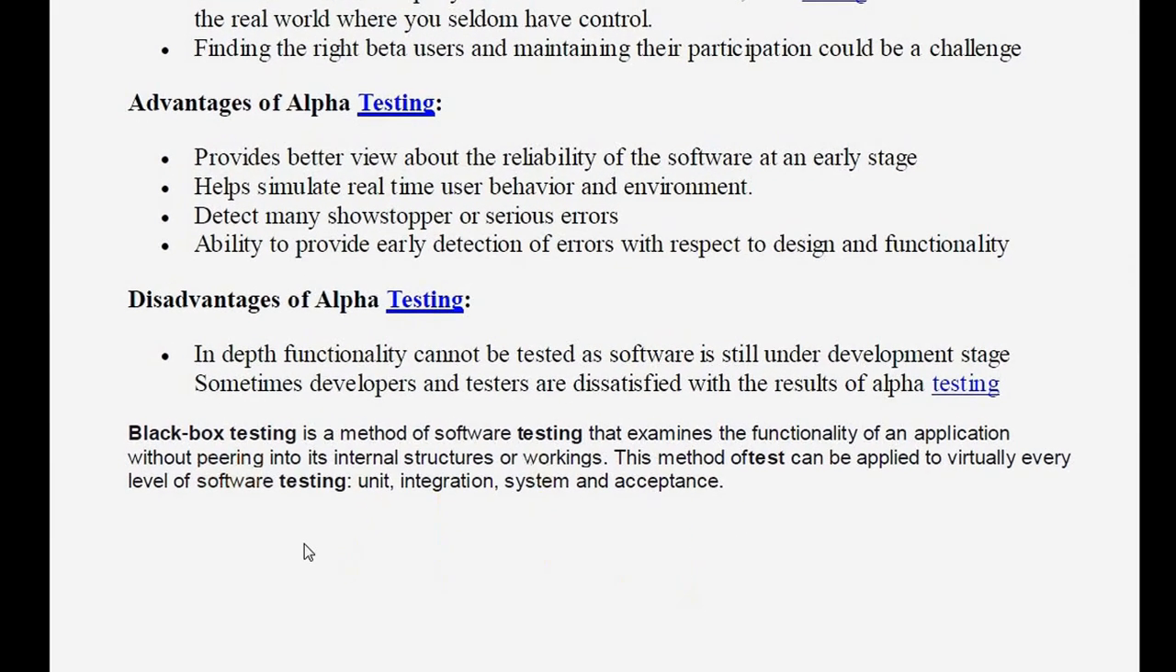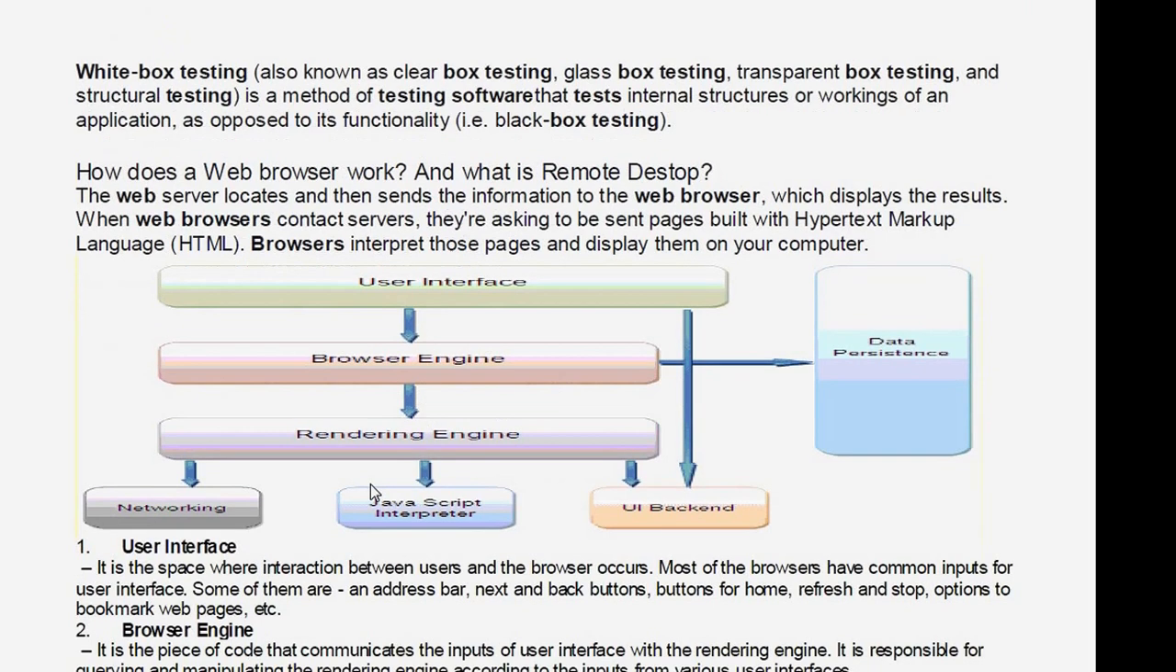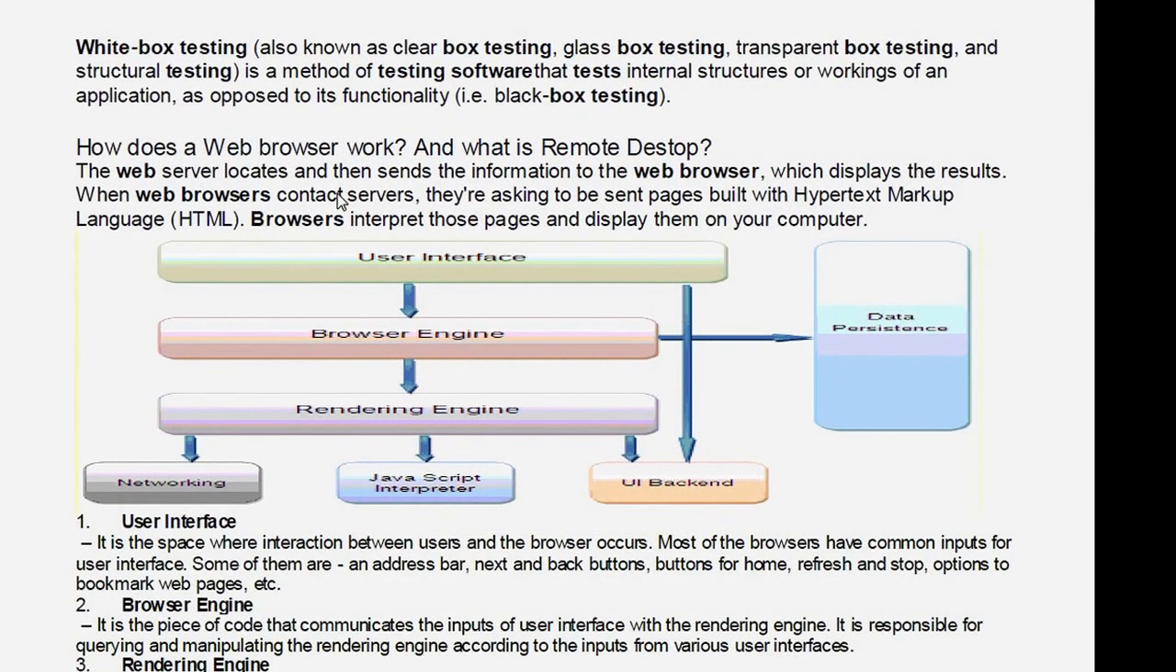Whereas white box testing is also called clear box testing, glass box testing or transparent box testing, in which we test the internal structure or working of an application as opposed to its functionality. So this is white box testing.